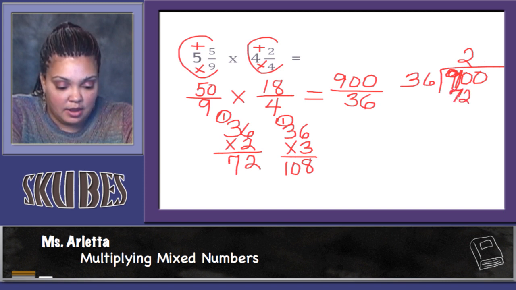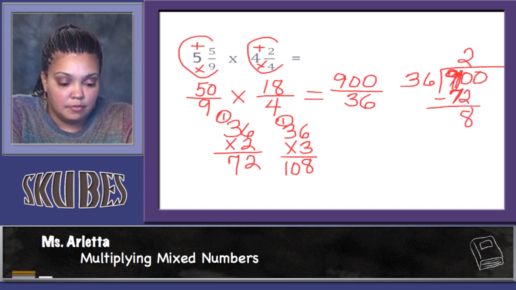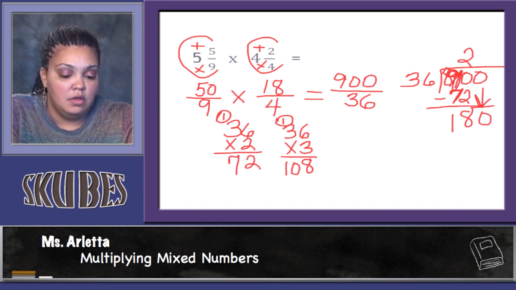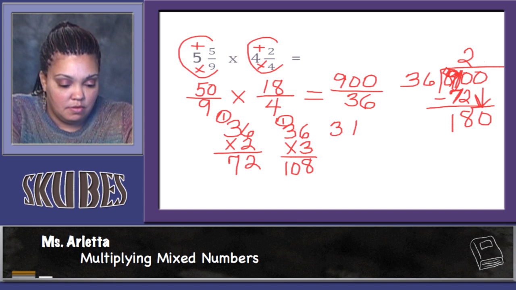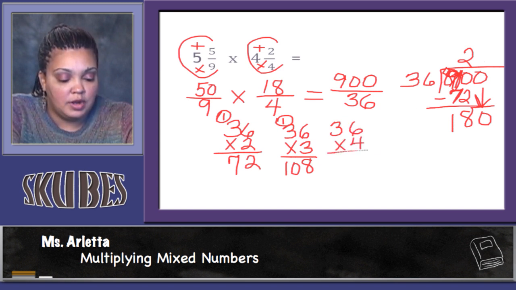When we subtract, we'll have 10 minus 2 is 8, and 8 minus 7 is 1. 36 goes into 180. Well, we know that 36 times 3 is 108. 36 times 4. Let's see if we can get any closer to 180.